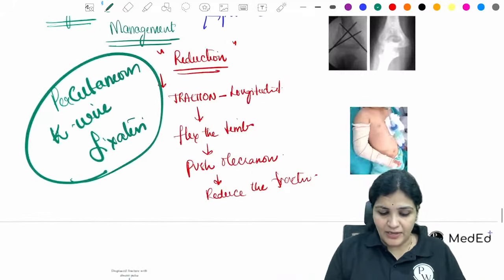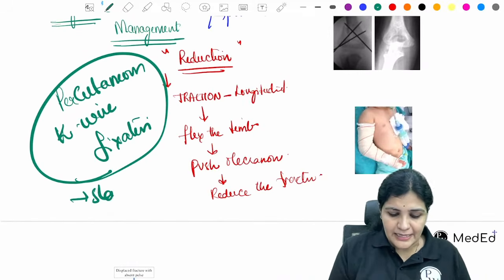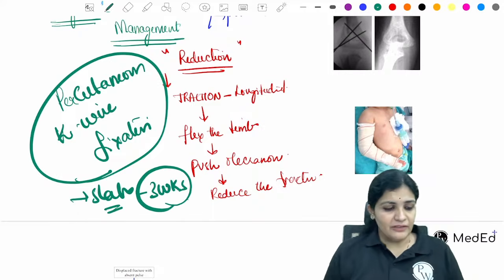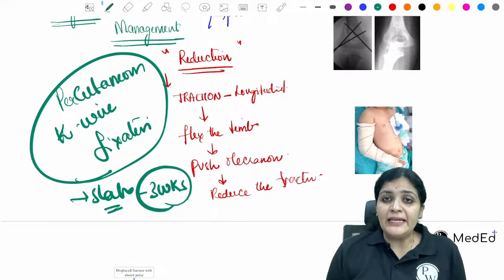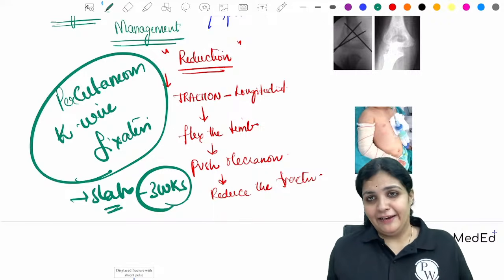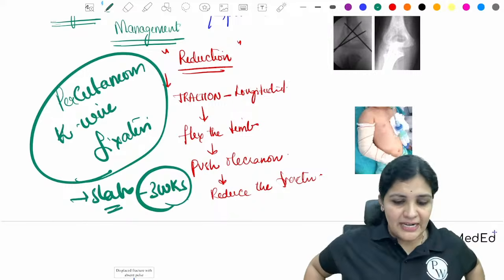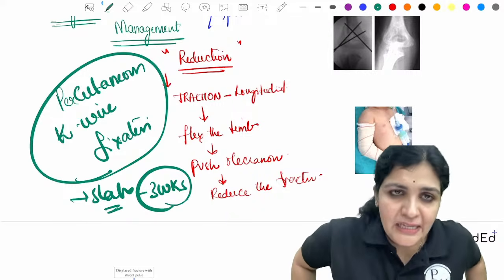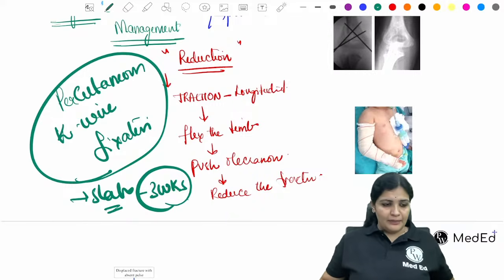So once the K wires are done, then you will put a slab and secure it for 3 weeks. So why 3 weeks? 3 weeks for the fracture to become sticky, right? The soft callus is formed at 3 weeks, and after 3 weeks you can slightly mobilize the fracture. So that is the treatment and the management.